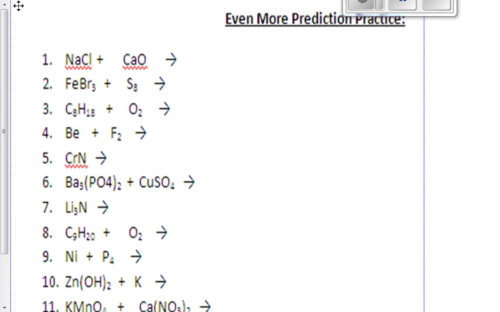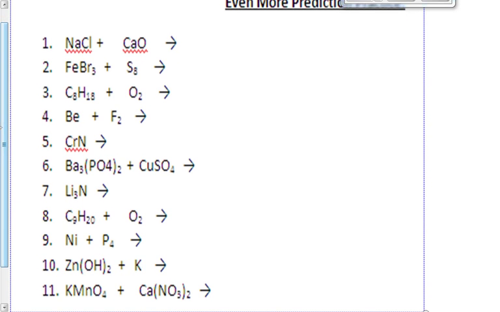Okay, so we're going to go over these ones here, guys, and then we'll move on to some more of this prediction practice stuff here. All right, so on our first one, we've got sodium chloride reacting with calcium oxide. So two ionic compounds is what kind of reaction? Double replacement. So what do we do in double replacement?